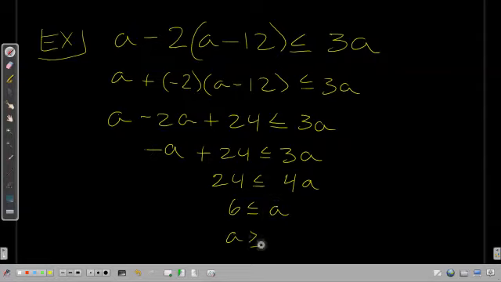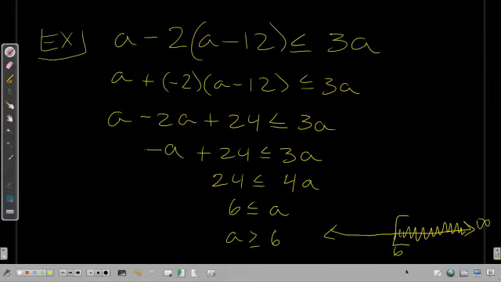That's unpleasant to read, so a is bigger than or equal to 6. And the pointy side still points towards 6 in either case. My number line looks like this. There's 6, and we're talking about all those numbers that are bigger than or equal to 6, so it's these over here, off to infinity, and it must include 6 because it's greater than or equal. That corresponds to the solution set 6 to infinity, where 6 is included.